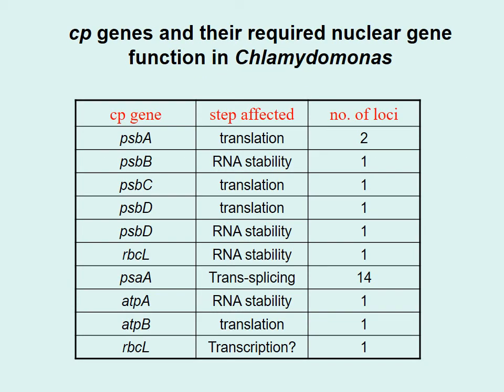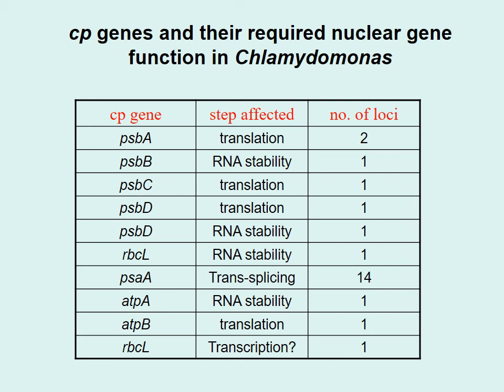As a result of the use of these mutants in Chlamydomonas, it has been seen that a number of chloroplastic genes are expressed, and they affect different steps during protein synthesis, with different numbers of loci on which these genes are present. psbA affects translation, and is present at 2 loci. psbB is responsible for RNA stability, 1 locus. psbC is again responsible for translation, 1 locus. psbD affects translation, 1 locus. psbD, RNA stability, 1 locus.